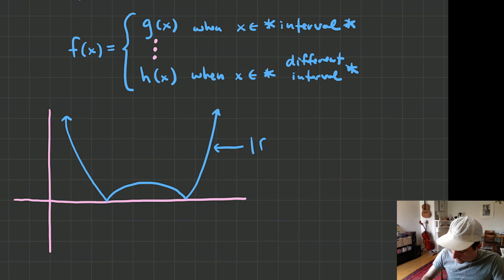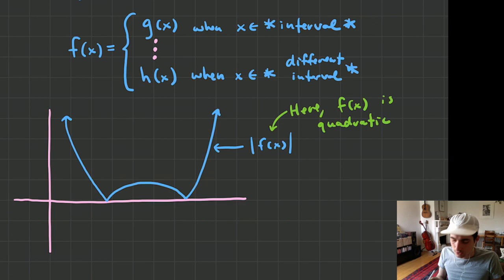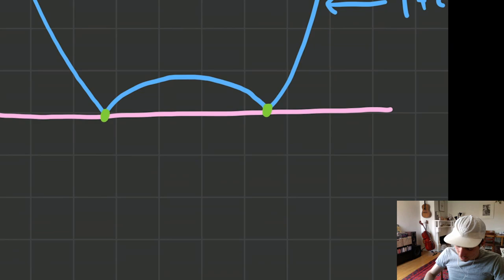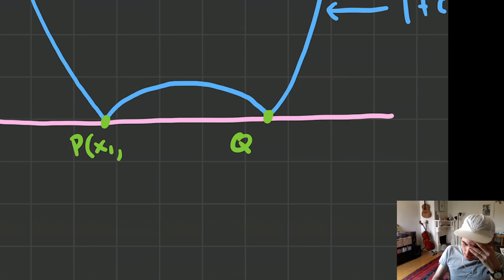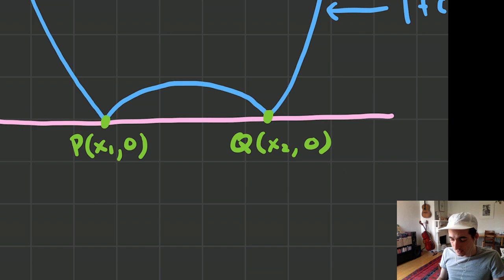Here, f of x is quadratic. This is a quadratic function, and we're taking the absolute value of it. And that's often what they look like, right? Another thing we could do is say, well, we have these x-intercepts here. Let's call them P and Q. So this would be the point P, this is the point Q, and this is x1 and 0, and this would be x2 and 0. Different values of x, but the y value is 0, because those are the x-intercepts.